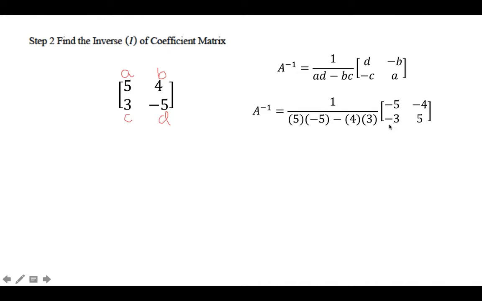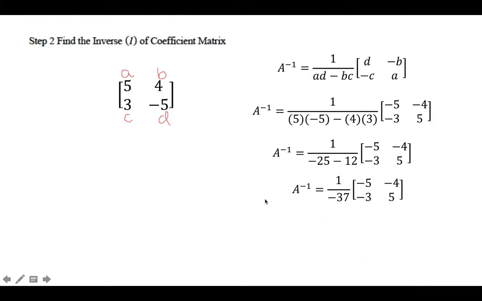Opposite of +3 is -3. And then you have A, which is 5. All right, so now all I have to do is simplify this equation. So 5 times -5 will give me -25. 4 times 3 will give me 12. And then -25 minus 12 gives me -37.